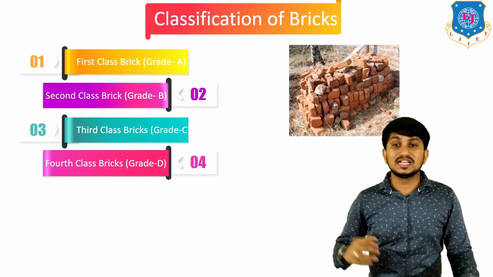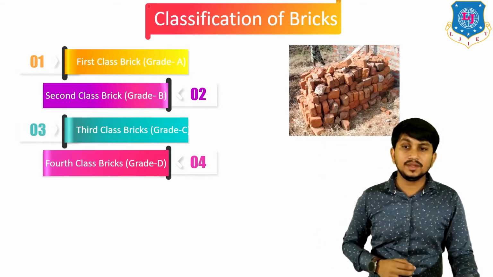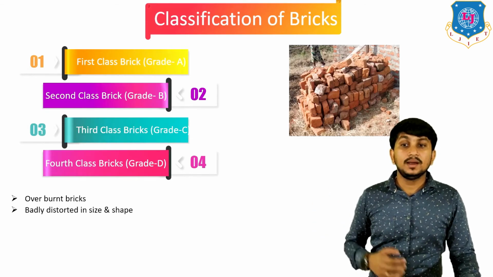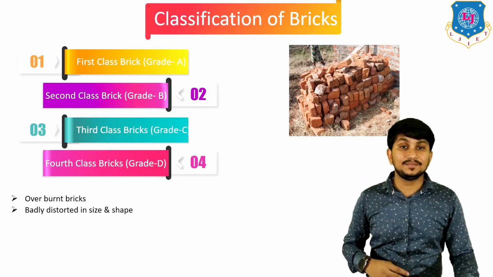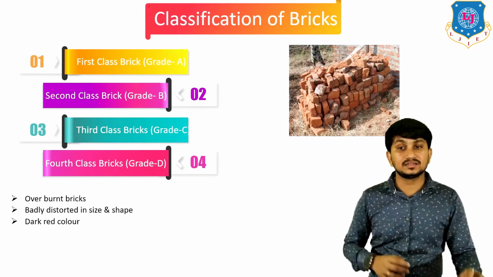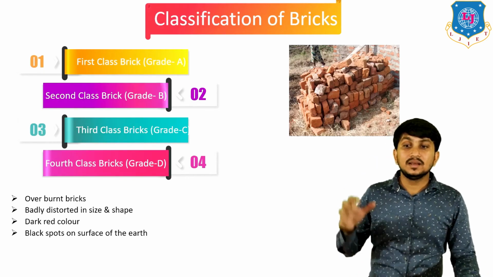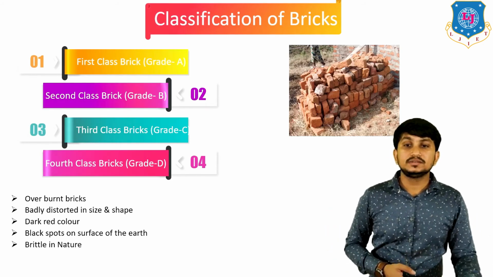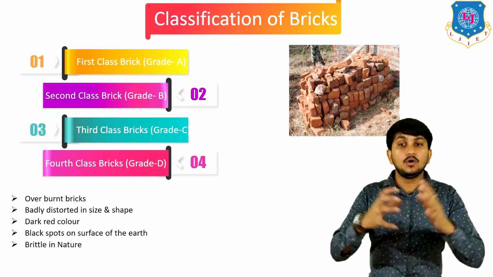Now let's see fourth class bricks. These are the fourth class bricks. It is generally overburnt bricks, badly distorted in size and shapes. Dark red color bricks. These bricks have black spots on the surface. This is brittle in nature because of overburning.